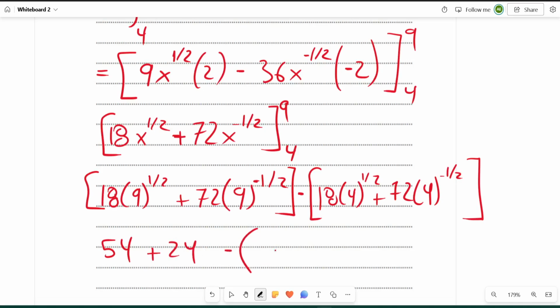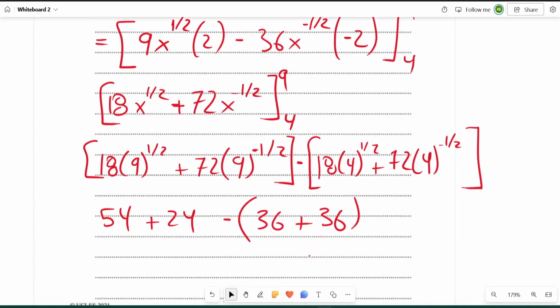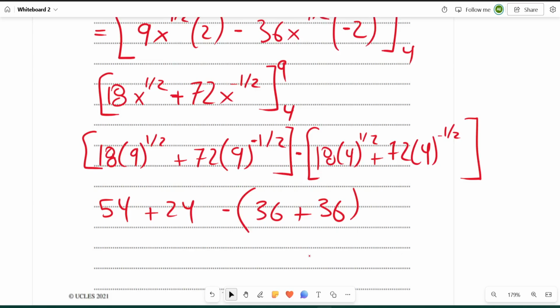Then minus 18 times 4 power half, so times 2, so 36, plus 72 over 4 power half, so over 2, so 72 divided by 2 is 36 over here. So adding everything is going to be 54 plus 24 minus 36 in bracket plus 36. That's going to give me a final answer of 6. And this is going to be my area over here.